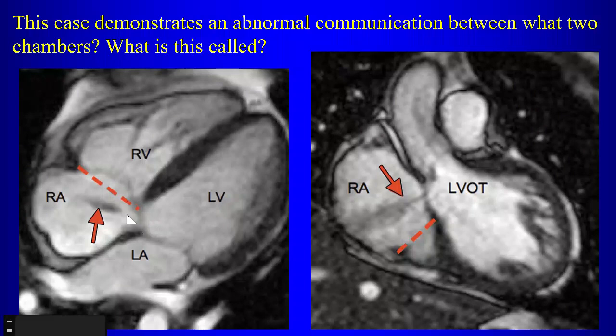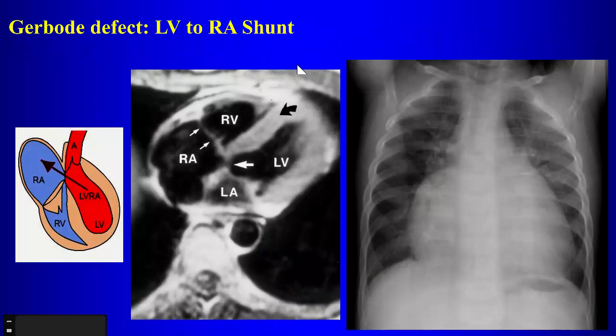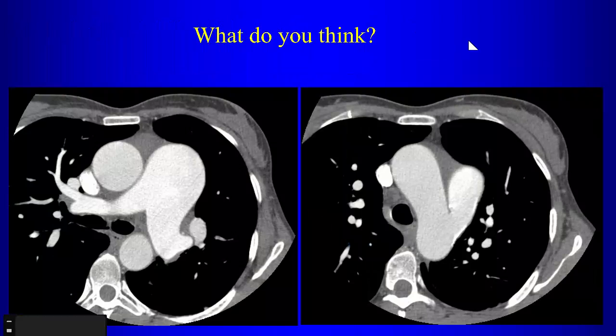There is a term for the defect that occurs right there. What is that term? That is Gerbode defect, right? That is called a Gerbode defect. If you have a hole in that portion of the interventricular septum, that allows direct communication between the left ventricle and the right atrium. You get a big right atrium and also a left to right shunt. That is called a Gerbode defect.